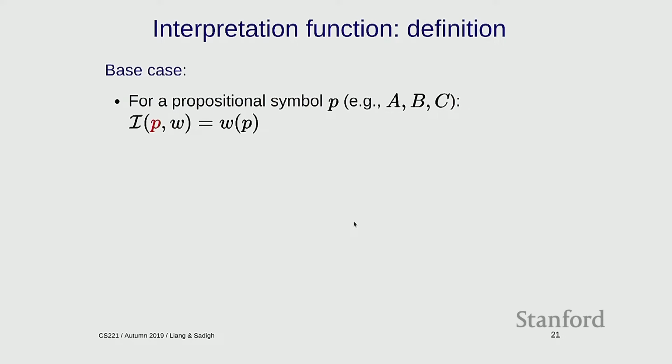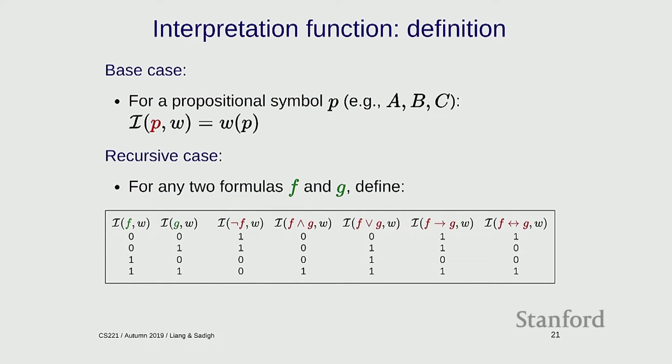Just to ground this out a little more, I'm going to define this for propositional logic, again recursively. For propositional symbols P, I'm just going to interpret that symbol as a lookup in the model. So if I'm asking, hey, is A true? Well, I go to my model and see whether it says A is true or false. That's a base case.